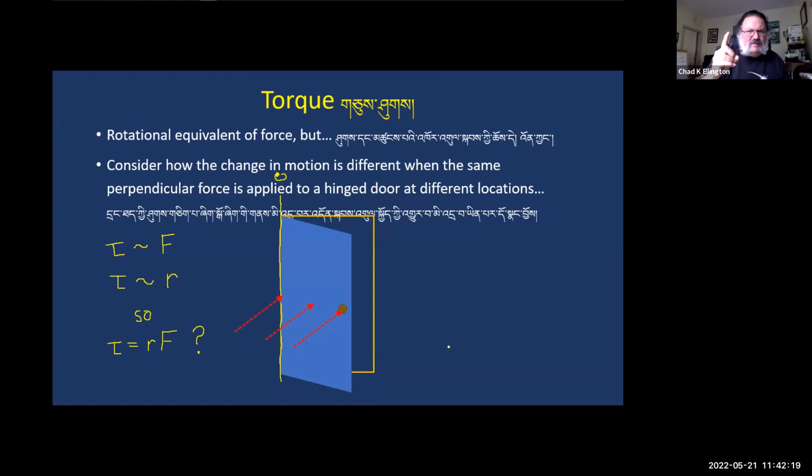But there's something we need to be careful of here related to what direction that force is applied.